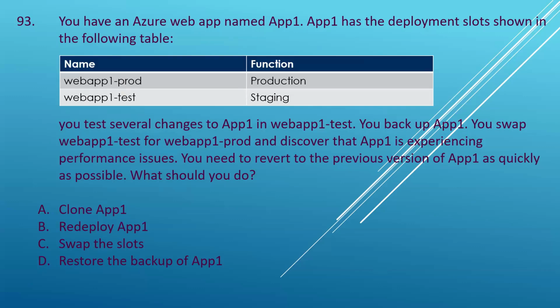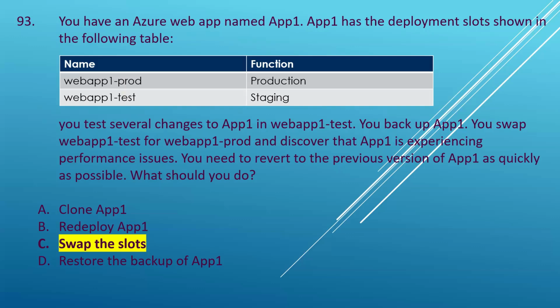To revert to the previous version of App1 as quickly as possible after swapping web app 1-test for web app 1-prod and experiencing performance issues, you should use the swap the slots option. However, in this case, you will need to perform a reverse swap to undo the changes made during the previous swap. To do this, once you are in the Azure portal, you will go to the Azure web app, which is App1 in this case, and click on its deployment slots. You will see the deployment slots listed there, and then you just click on the swap button.